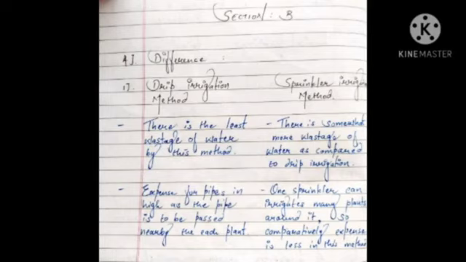drip irrigation method and sprinkler irrigation method. First point in drip irrigation method is there is the least wastage of water by this method. And first point in sprinkler, there is a somewhat more wastage of water as compared to drip irrigation. Second point is expense for pipes is high as the pipe is to be passed nearby each plant. Second point in sprinkler, one sprinkler can irrigate many plants around it, so comparatively expense is less in this method.